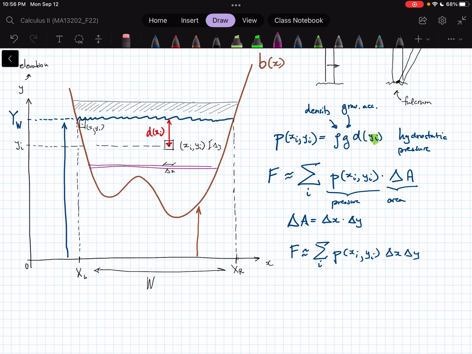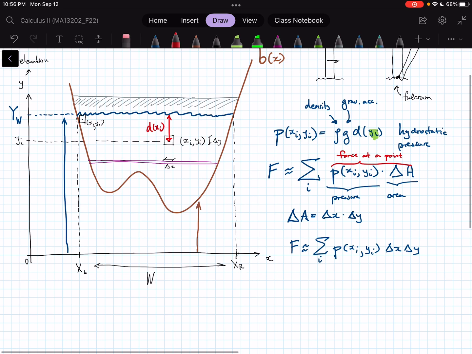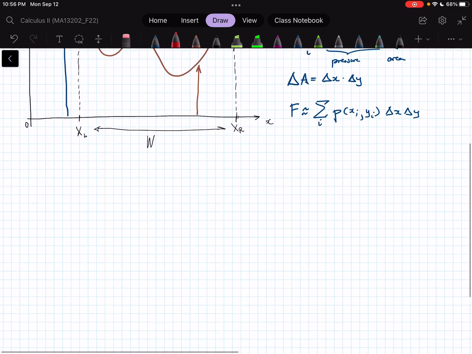To go from pressure to force on a single point, which is this, force at a point, to torque at a point, we have to discuss how the torque is created.